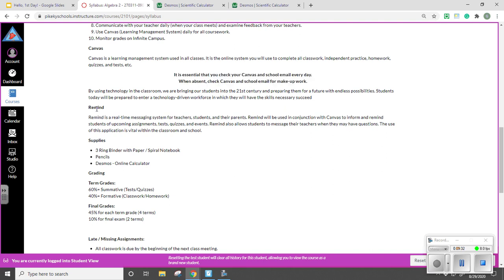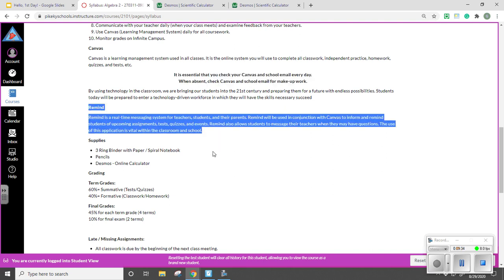Remind. So Remind is a real-time messaging system for teachers, students, and parents. I know a lot of you have used it before, but it's a great tool to be able to have us communicate and message each other for any questions you have that's immediate, a little bit nicer than Canvas as far as immediate conversations go.